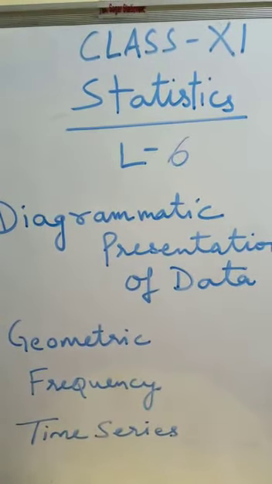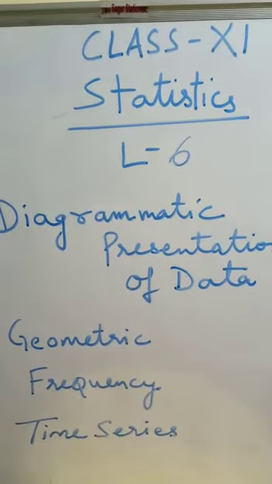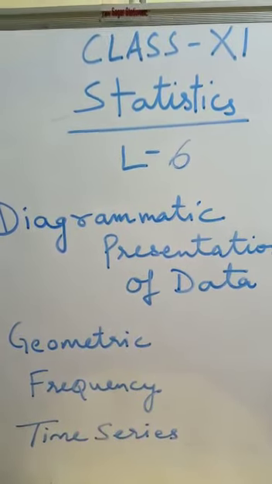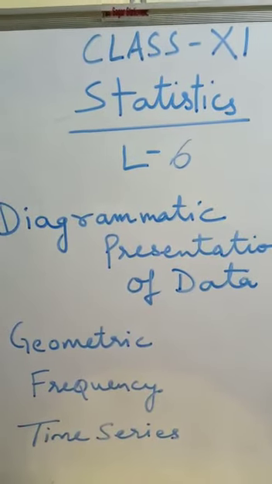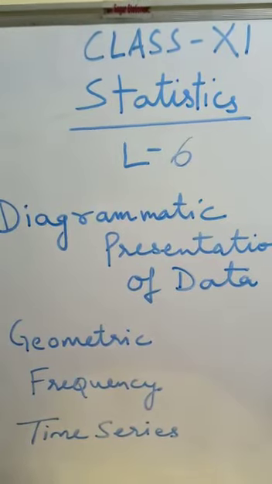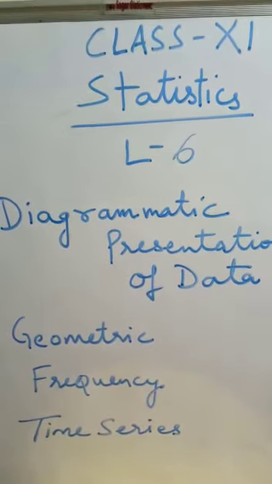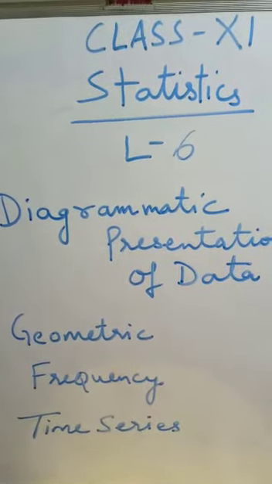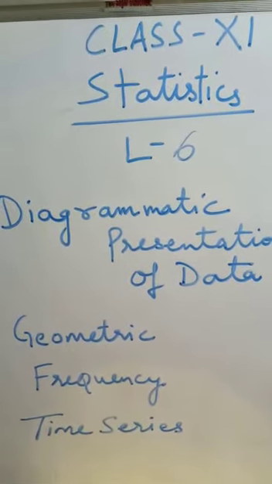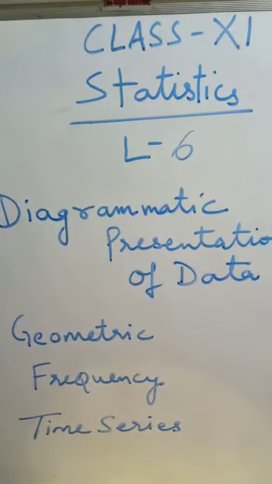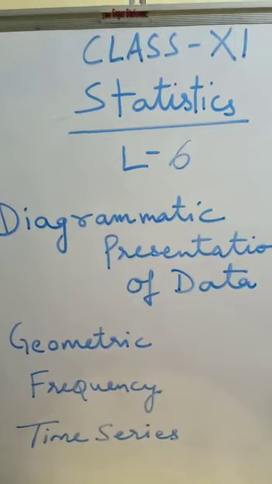Students, we have successfully completed 5 chapters in statistics of class 11th, and today I am going to start with the 6th chapter of statistics. The name of the chapter is diagrammatic presentation of data through bar diagrams and pie diagrams. So in this chapter we are going to discuss different types of bar diagrams along with pie diagrams. Data may be presented in a simple and attractive manner in the form of diagrams.